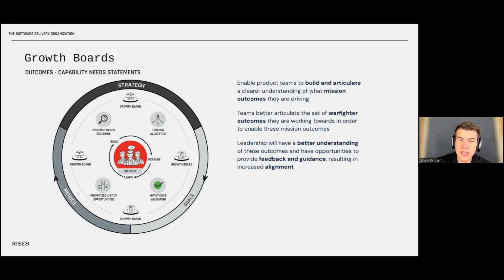And the outcomes, and I put capability needs statements here as a reference to the software acquisition pathway, is they're going to enable product teams to build and articulate a clearer understanding of what mission outcomes they're driving. One common thing we see when folks first start on their user-centered design journey is they're talking to an end user of a single piece of software that's part of a much larger mission thread. And if you're familiar with theory of constraints, one of the primary lessons from Eli Goldratt's The Goal is that it is very common to locally optimize and globally de-optimize or achieve no global optimization.